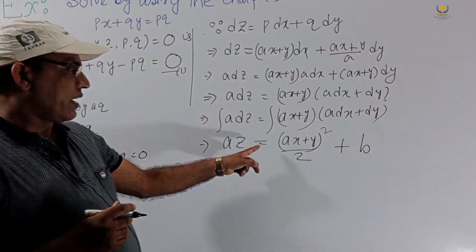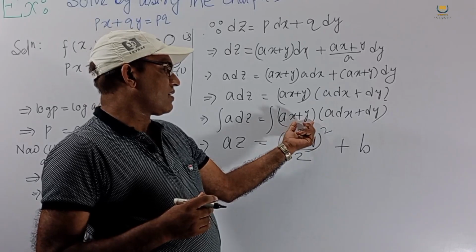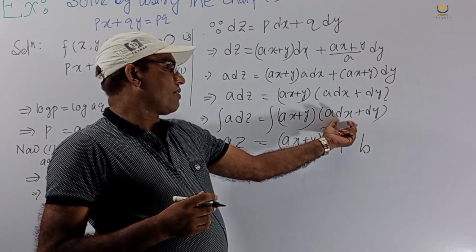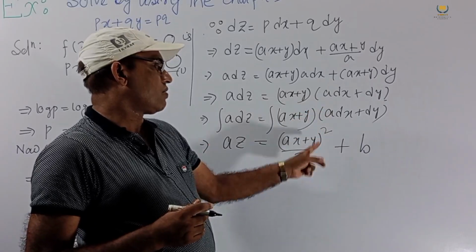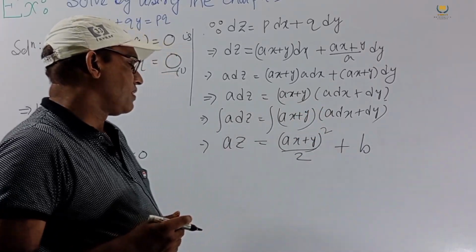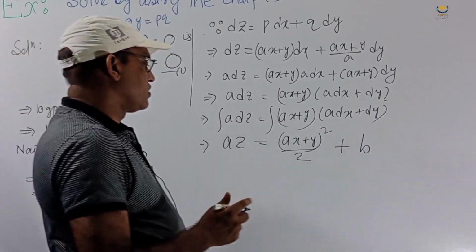az equal to (ax plus y) whole square by 2 plus b. This is a standard equation: this derivative given here, so this whole square by 2, the power is 1 plus 1, and the constant is b. This is our required solution.